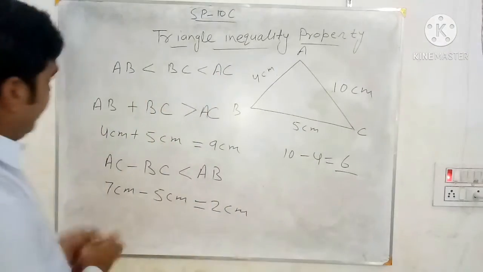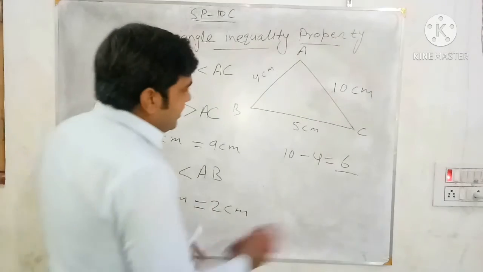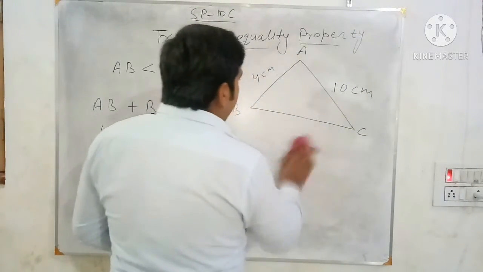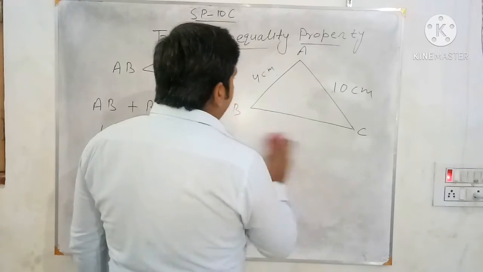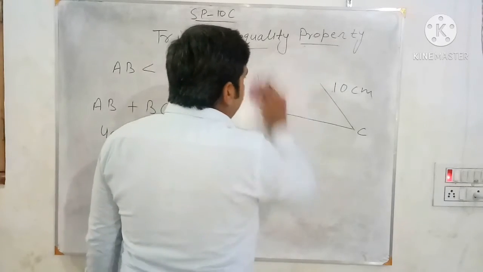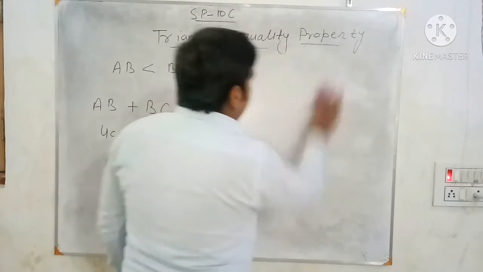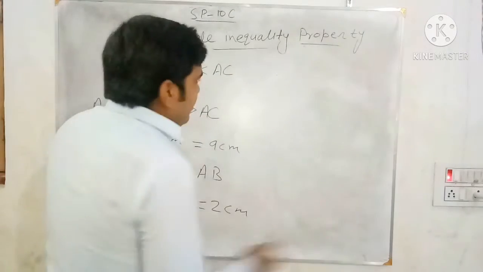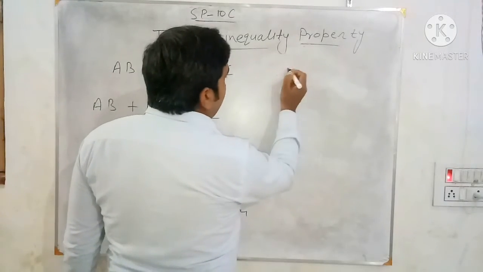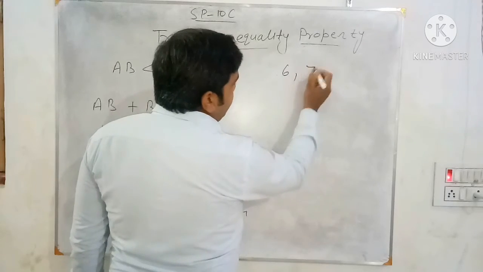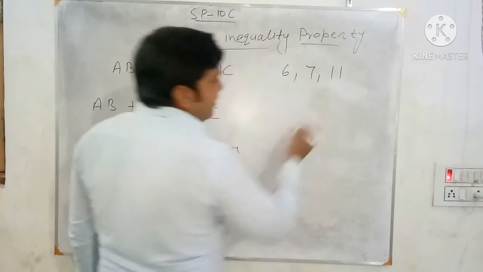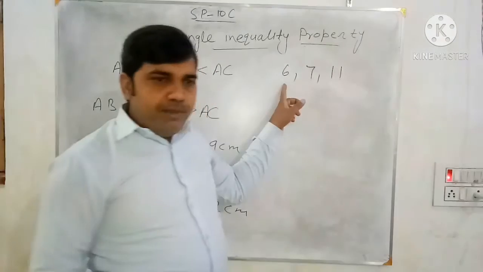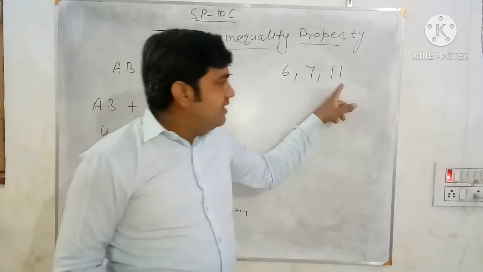Now we take an example. In the exercise you will find many questions of this type, where the triangle's sides will be given. Suppose 6, 7, 11 are given. These three sides of the triangle are given. One side is 6 centimeter, another is 7 and the third one is 11 centimeter.